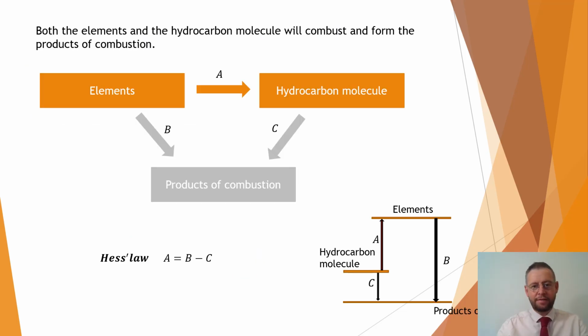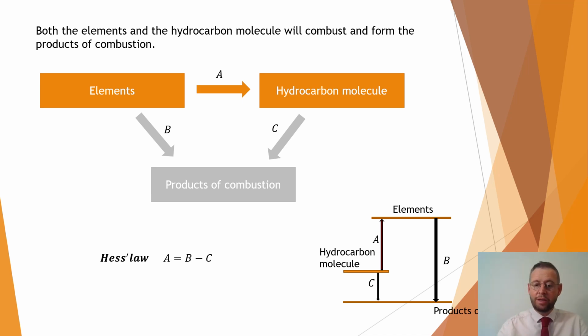So think about this for the example of a hydrocarbon that we're burning. Both its raw ingredients, the hydrogen and the carbon, will undergo combustion and form carbon dioxide and water, but so will the hydrocarbon molecule itself. Look at this energy diagram over here. The hydrocarbon molecule breaks down into its elements and forms the products of combustion, just like before.